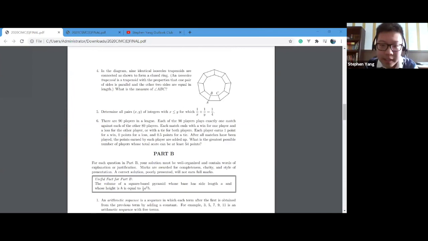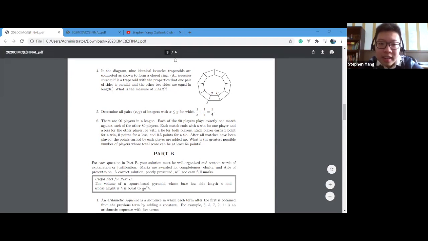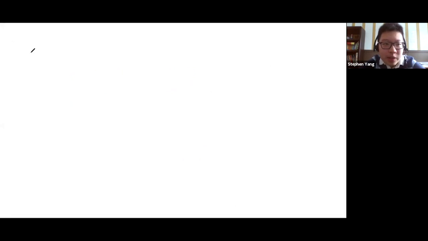So let's start with CIMC question A5, and I also have a PDF version of the contest. Question A5 is: determine all pairs (x, y) of integers with y greater than or equal to x, for which 1 over x plus 1 over y is equal to 1/4. Okay, so let's get into the solution.